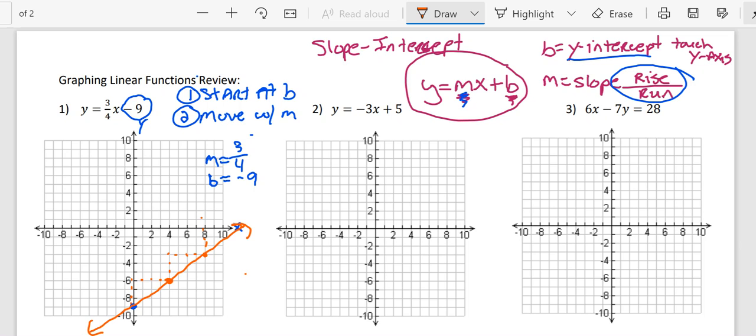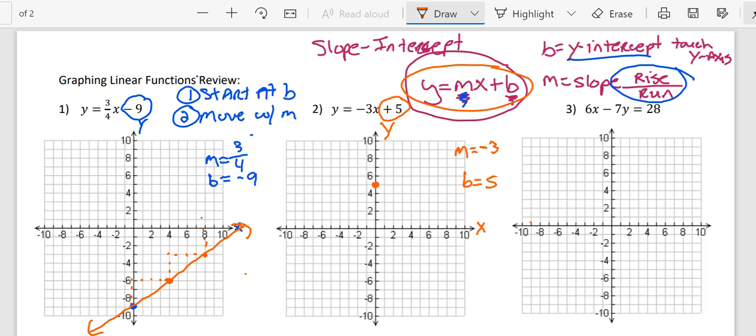Let's look at the second example here. Again, this is our slope-intercept form. For this one, m is -3 and b is 5. If we're following the directive, b tells us where we start, so we're going to start at 5. Again, it's always on the y-axis, and the y-axis is the vertical axis. So we're going to start this time at +5, and then the slope is -3.